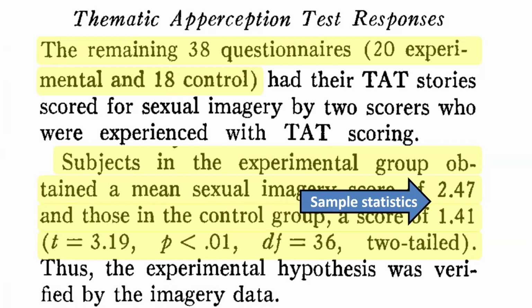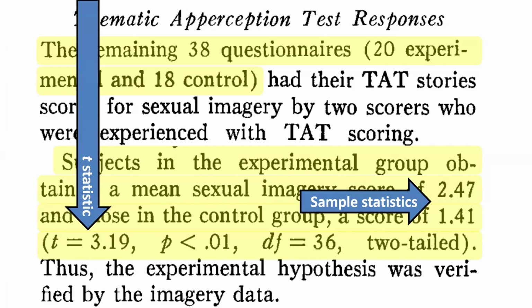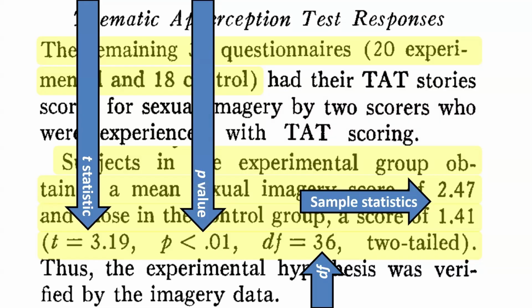All right, so this is where they got all that information. So the sample statistics, the means of 2.47 and 1.41, we found that in SPSS. The t statistic of 3.19, we calculated that in SPSS. The degrees of freedom, SPSS also calculated that. And then finally, your p-value being less than 0.01, our p-value actually calculated was 0.003, and we have found that in SPSS as well.